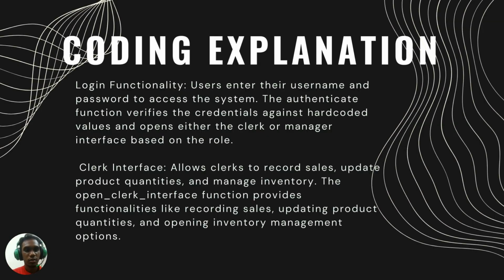This is our coding explanation. For login functionality, users enter their username and password to access the system. The authenticate function verifies the credentials, again hard coded values, which are clerk1 and manager1 usernames and our passwords, and opens either the clerk or manager interface based on the role. Then we have clerk interface, which allows clerks to record sales, update product quantities, and manage inventory. The open clerk interface function provides functionalities like recording sales, updating product quantities, and opening inventory management options.